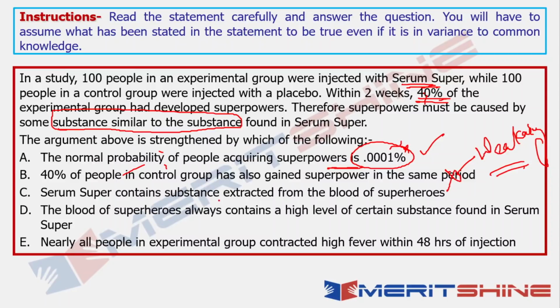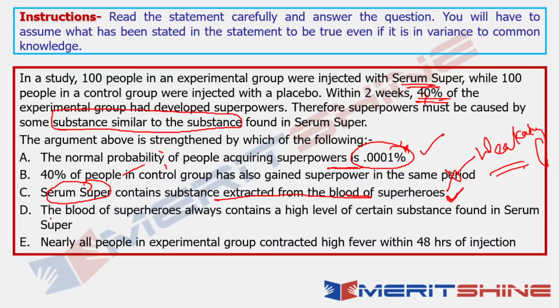Serum super contains substance extracted from the blood of superheroes. So this can be a reason why serum super gives superpower ability. This can be a reason. Can it strengthen the argument that substances similar to what is in serum super give superpower? Might not. Right, between A and C, A still seems to be a better option than C, but still you can keep it.